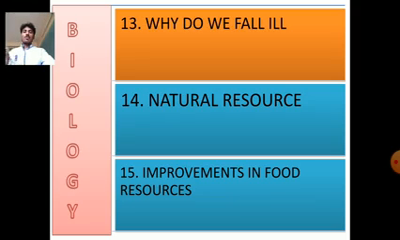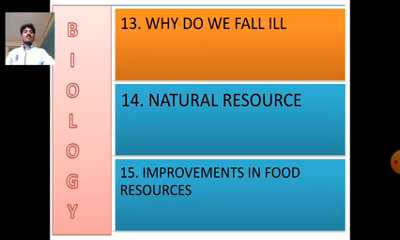And the next chapter is improvement in food resources. In this chapter, we learn about crop varieties, improvement of crop production, and management, including nutrient management.